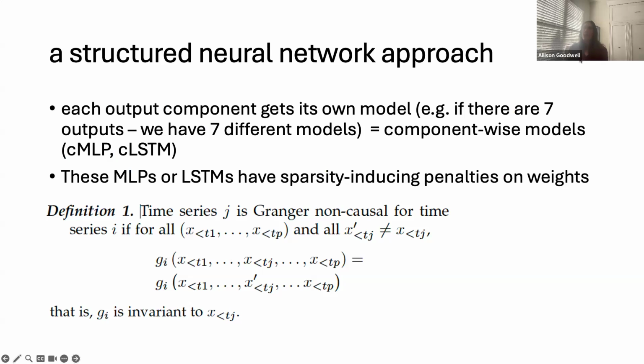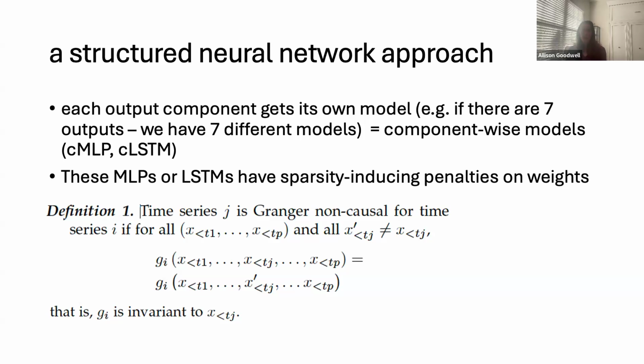So they pose a structured neural network approach, and basically each output component is going to get its own model. So they're solving that discrepancy that some variables may be responding to the inputs at different lag times than others, and we want to know what those differences are. So you want to know that one thing is responding to another thing at a lag of 12, and another thing is responsive at a different lag.